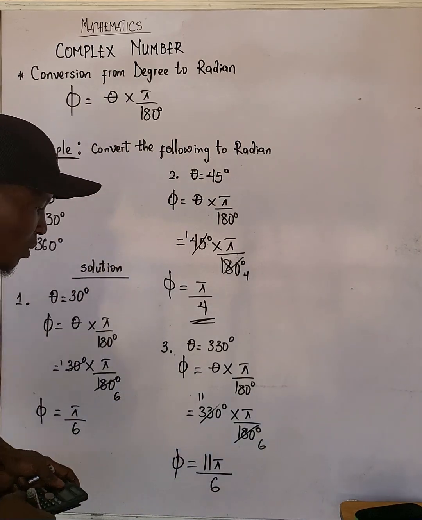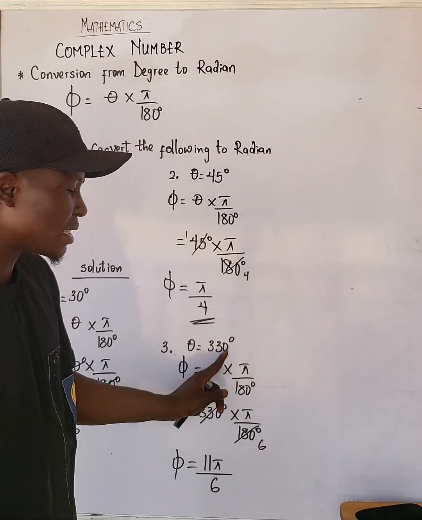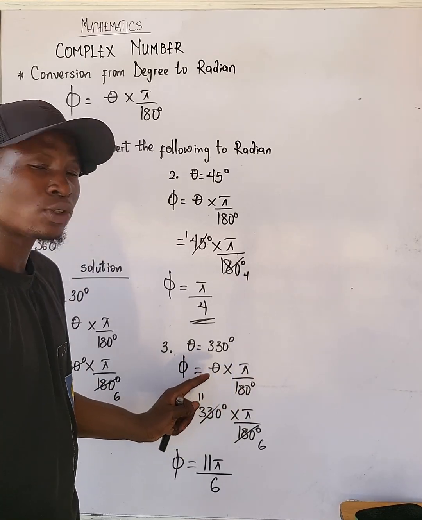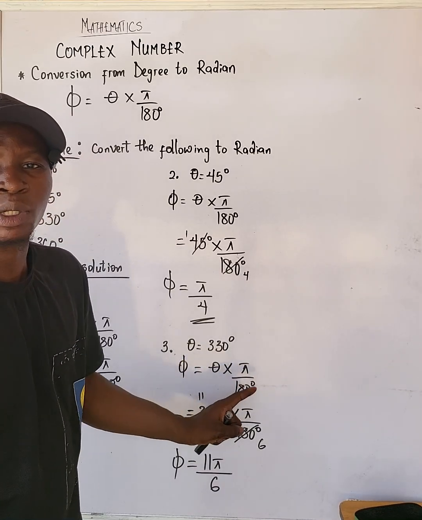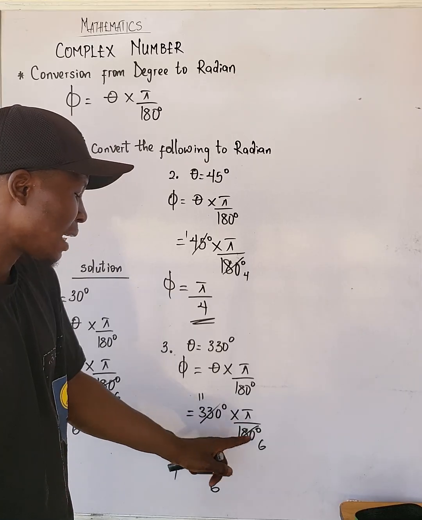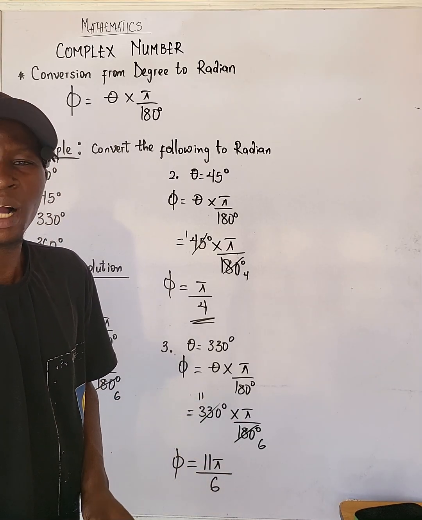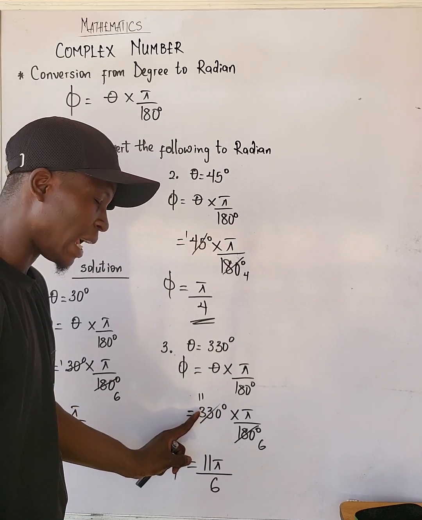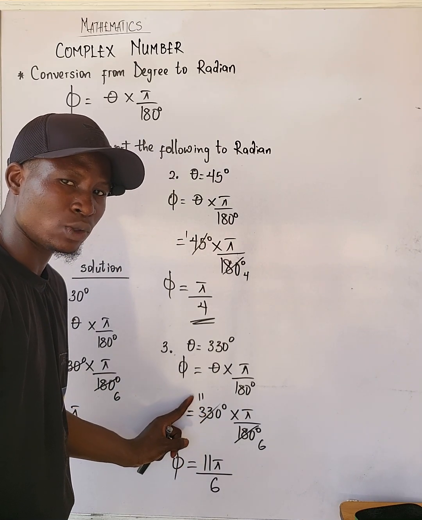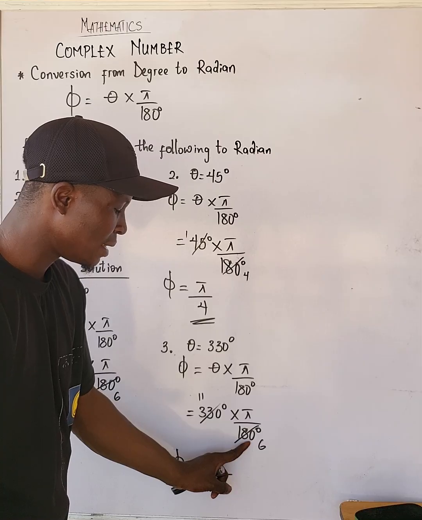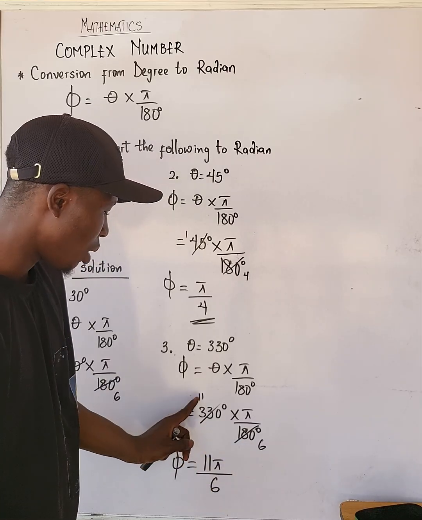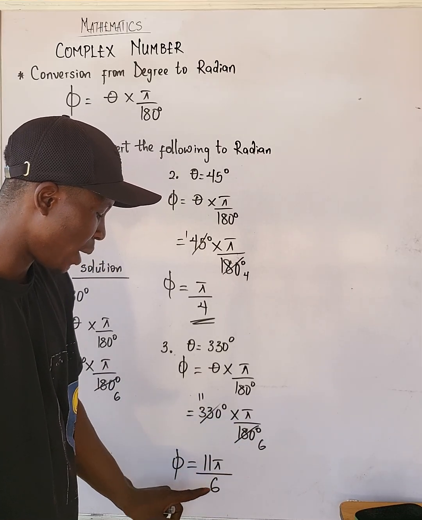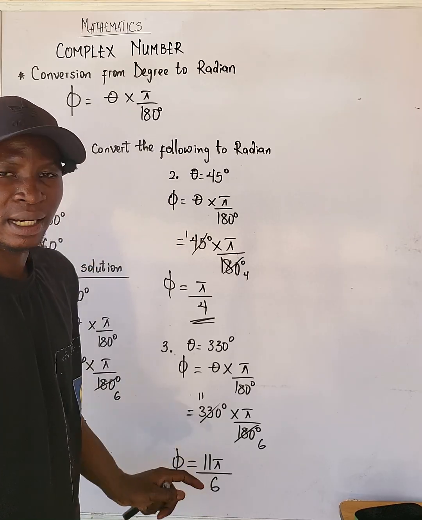We are given theta as 330 degree. So if you want to convert it to radian, that will be 330 degree multiplied by pi over 180. 330 cannot divide 180. So what can go in 330 and can go in 180? That will be 30. 30 in 330 will give us 11. Then 30 in 180 will give us 6. That will be 11 times pi is 11 pi, then over 6. And that's how you get that.